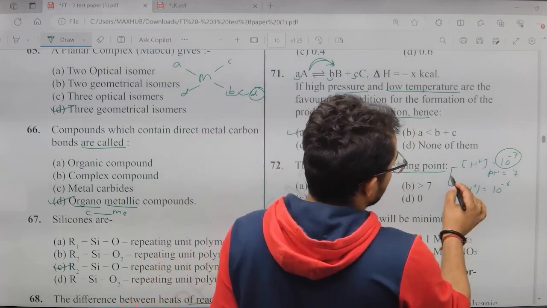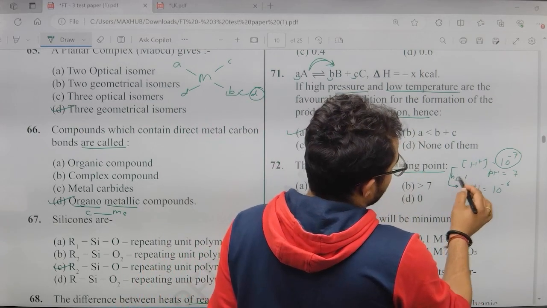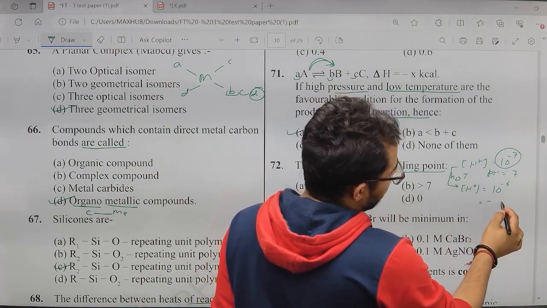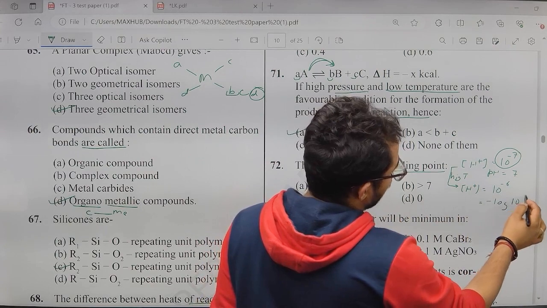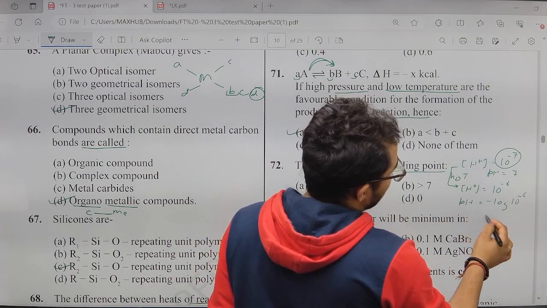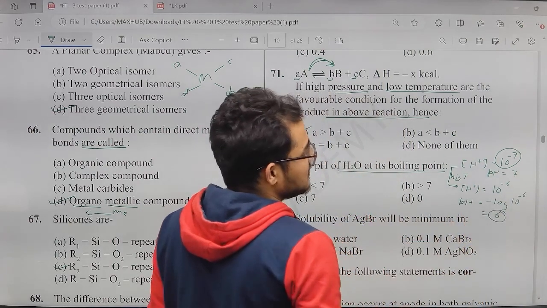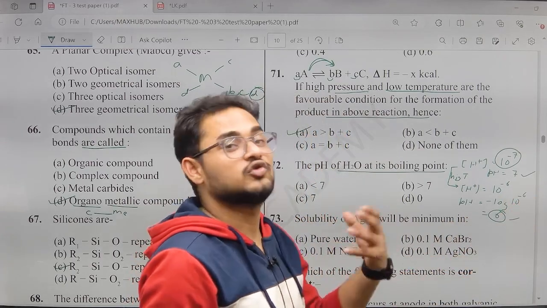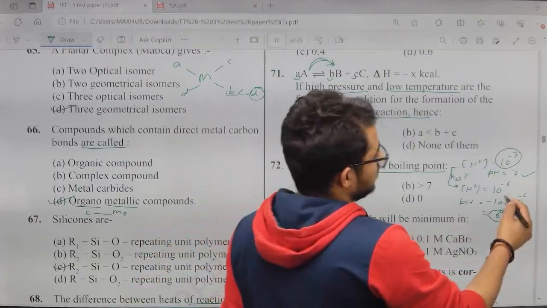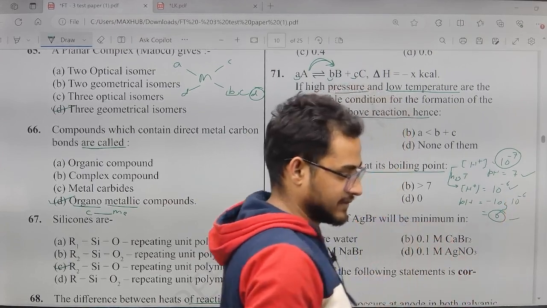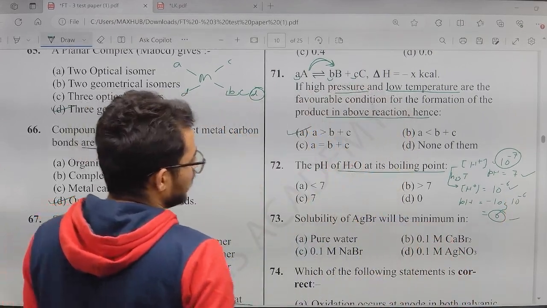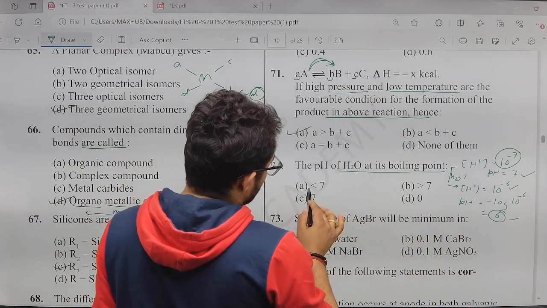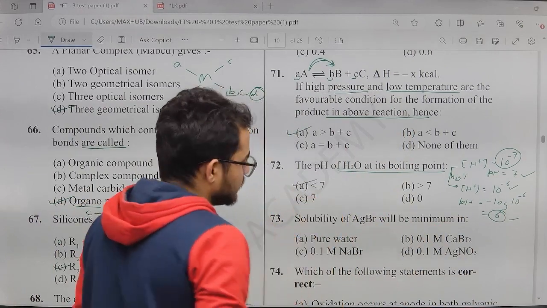So suppose at high temperature ionization is going to increase. If I now take the negative logarithm of this to find the pH value, it will be 6. So that means less than 7, right? I am assuming that the ionization increases to 10 to power minus 6 on increasing the temperature, so the pH will be less than 7, right?